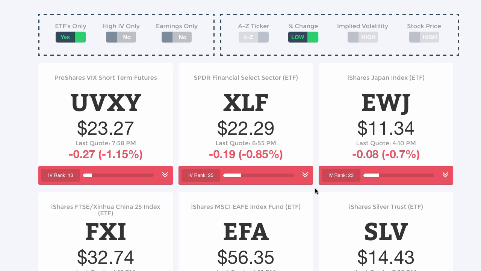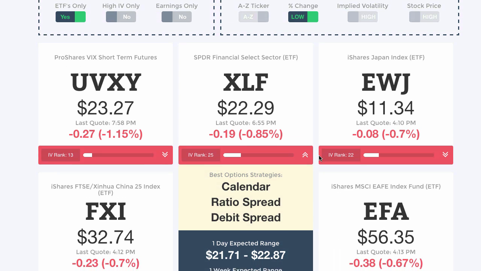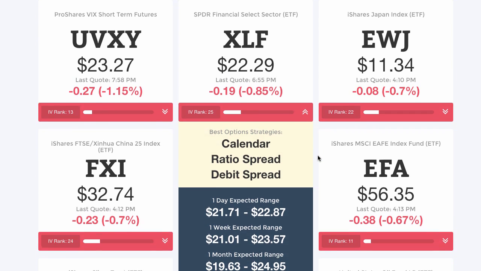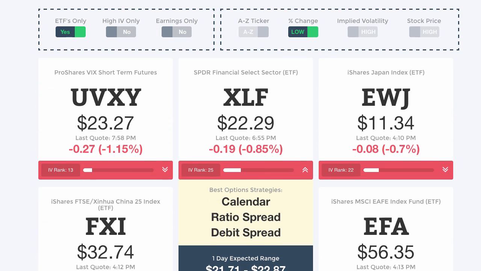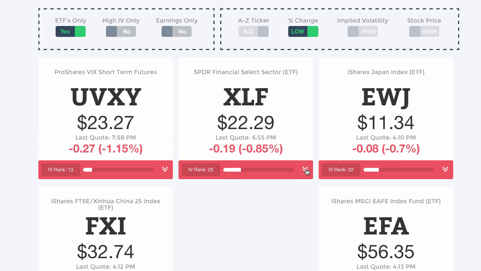So you might come in here and see that XLF has moved down about 85 basis points in the last day. So that might be a good candidate for you to then continue to trade bearish. And again, based on implied volatility rank, the system automatically recognizes that if you're going to trade XLF, you should be doing it with a calendar spread or a ratio spread or a debit spread. Okay, so again, it's just a very easy, intuitive way for you to come in here and start scanning for trades.